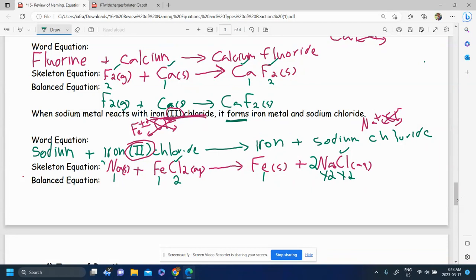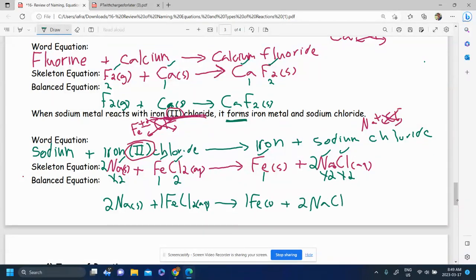So let's go make that happy. Let's put a 2 here. So 2 times 1 is 2. So now my sodiums are happy, and my irons were already happy to begin with. So now it looks like everything's balanced. So we have a balanced equation. We have 2 sodiums react with the 1 FeCl2 to produce 1 Fe plus 2 NaCl(aq).